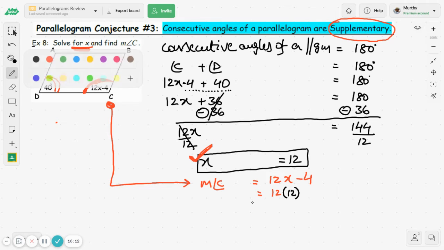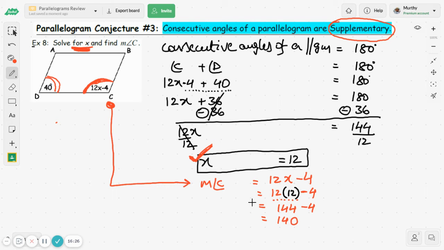Then 12 times 12 gives me 144. Then take away 4, then you get 140. Therefore, the measure of angle C equals 140 degrees. Done? Okay, let's go to the next question.